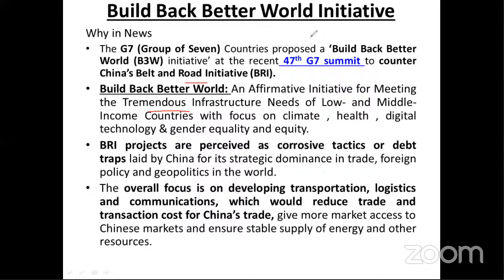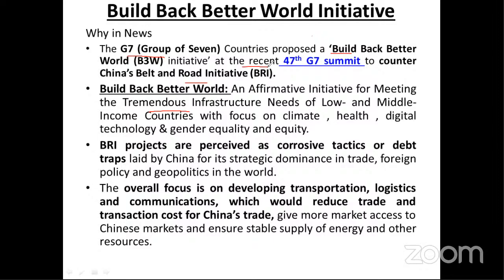Now we have to understand the purpose of this initiative. Recently it was started under the G7. All the member governments of the G7 countries said that they will start one initiative called the Build Back Better World Initiative. So why was it in the news? The G7 countries proposed it at the recent 47th G7 summit to counter China's Belt and Road Initiative.